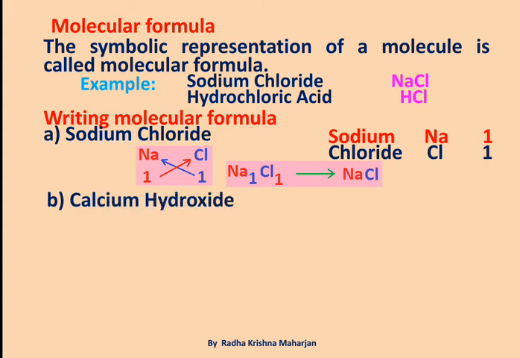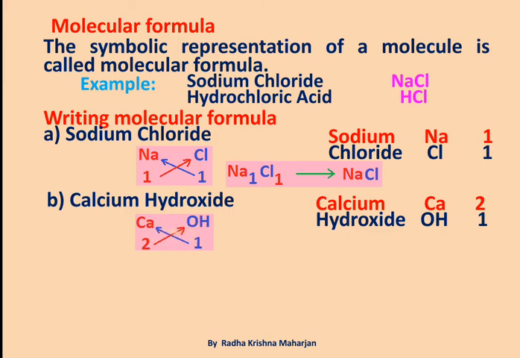B. Calcium hydroxide. Calcium Ca2, hydroxide OH1. Ca2 OH1 exchange their valency. Ca1 OH2, Ca(OH)2.